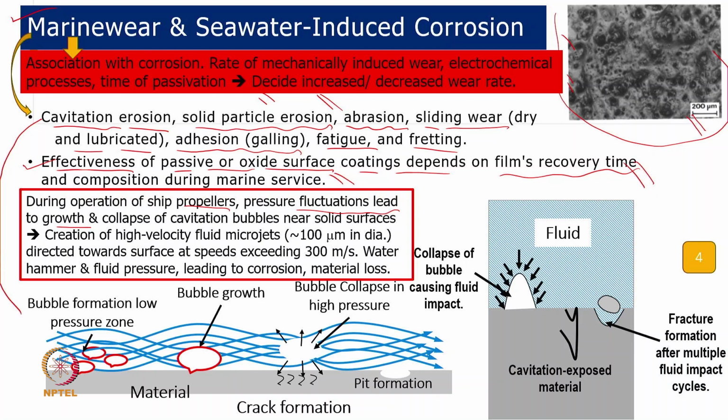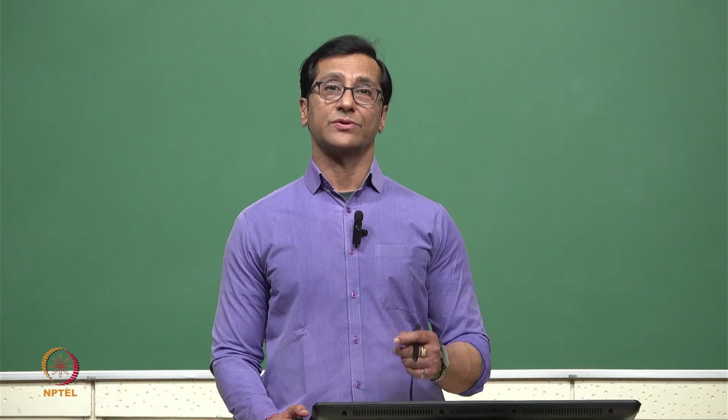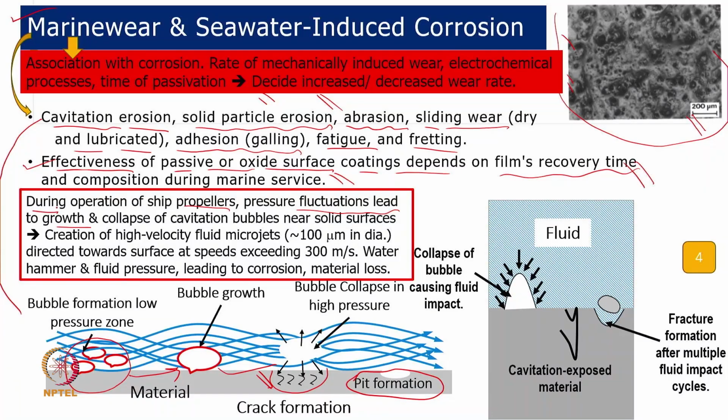You can see the pressurized zone, there are a number of bubbles formed, and then when the bubbles merge together, there is bubble growth. On the other side, with further higher pressure, this bubble gets burst, and when the bubble bursts, there is a possibility of high surge, high pressure, high impact, and pit formation occurs. So this is cavitation, and it also allows corrosion in this case. So that's why we are saying that during operation of a ship propeller, pressure fluctuates, leading to the growth and collapse of the cavitation bubble near the solid surface.